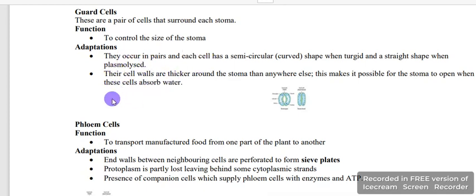We also look at this one as plasmolysis, and also turgidity. I want to believe we are going to look at it as we move forward. Their cell walls are thicker around the stoma than anywhere else. This makes it possible for the stoma to open when these cells absorb water.